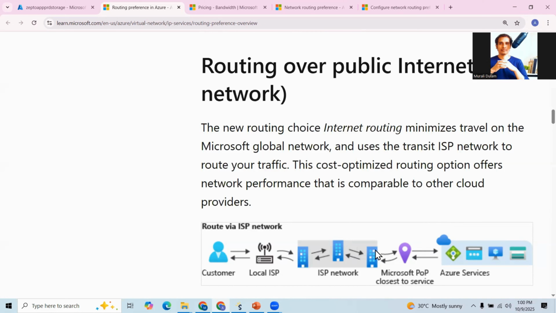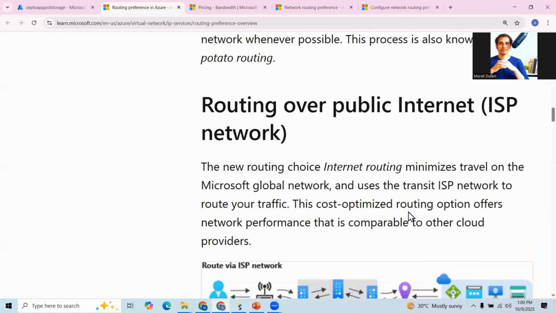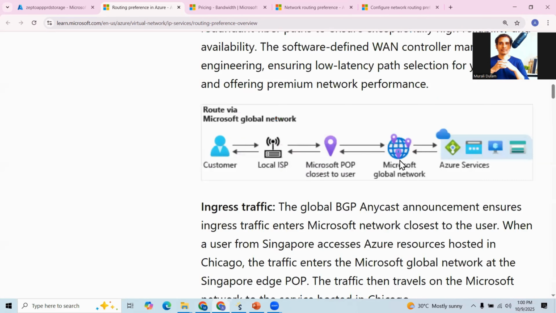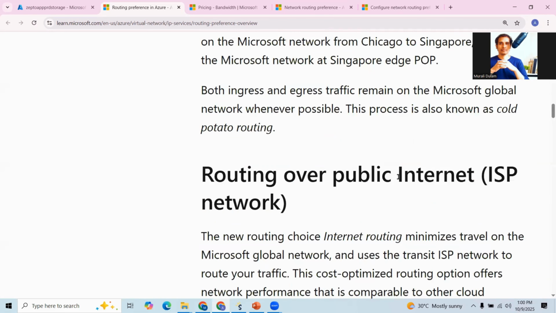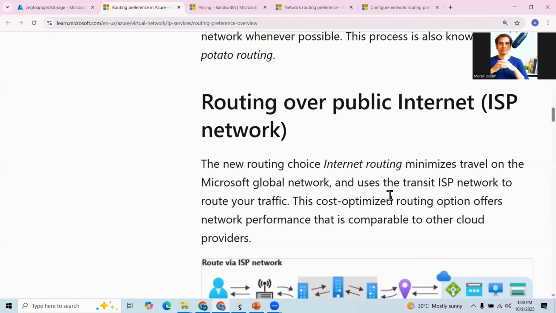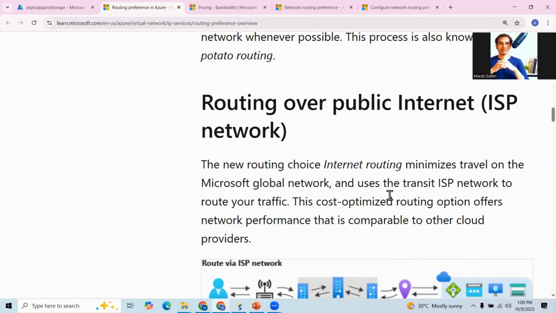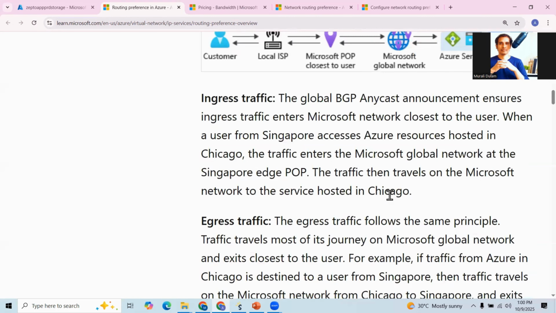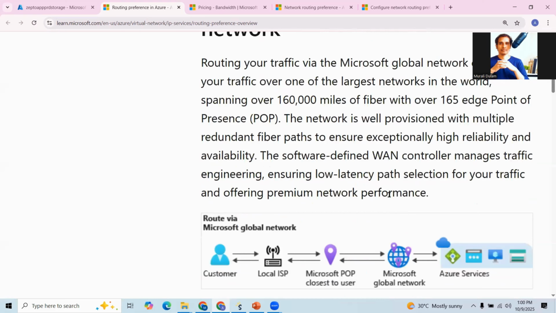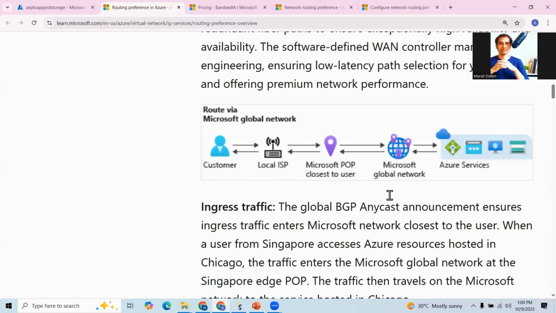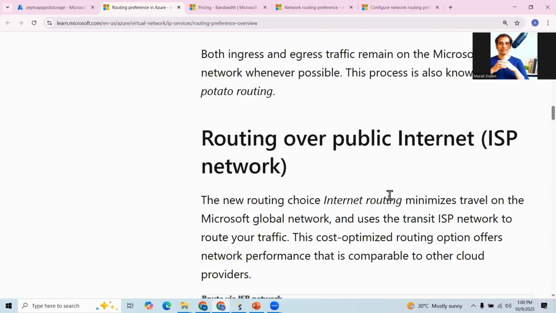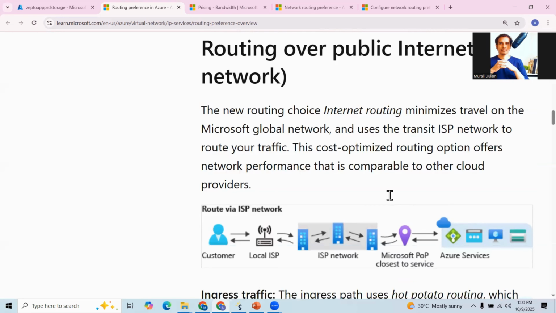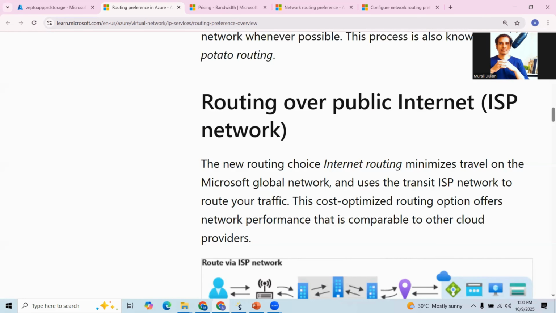closest POP location, then Azure services. If you observe here, there is no Microsoft backbone network or global network, right? So in this way, you can see these two scenarios. Now, which one do we need to use? If you need more reliability and performance, just go for Microsoft Global Network. If you are looking for cost optimization, then go for internet-based network routing.